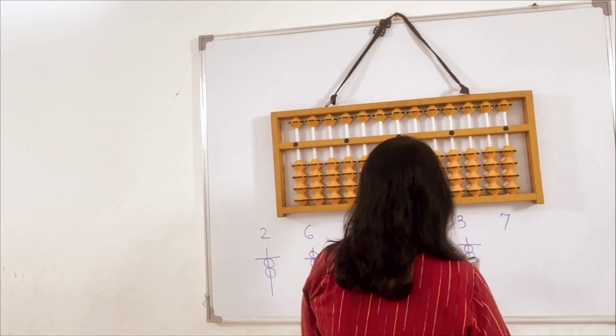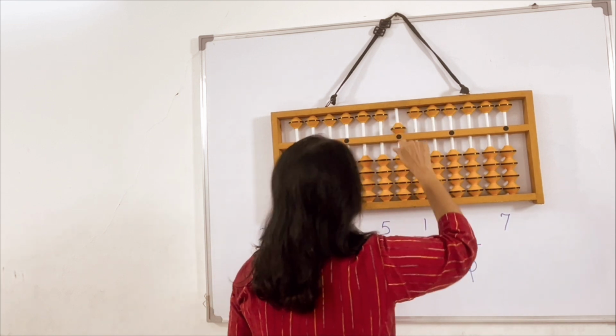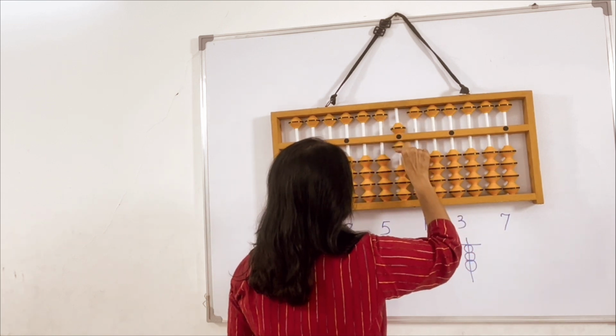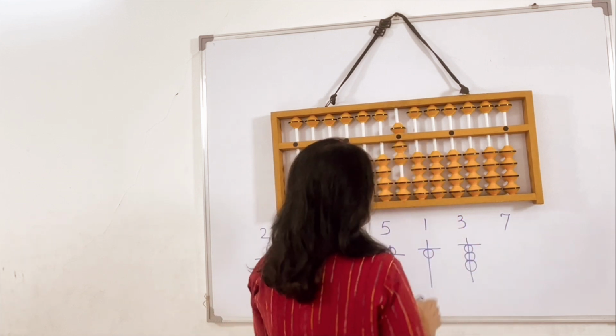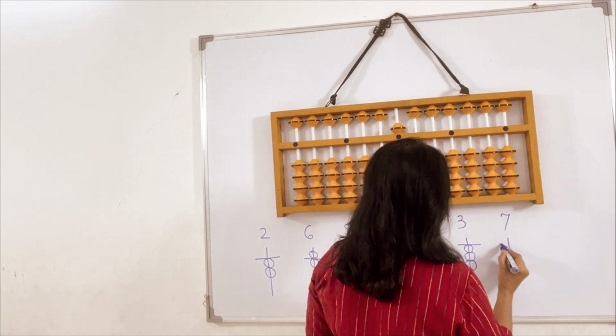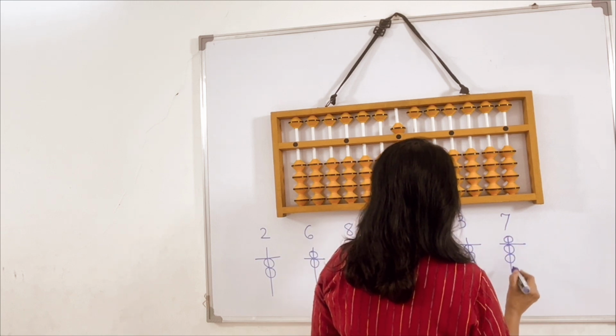7. For 7, we have to draw one upper bead, and this is 5, 6 and 7. So we have to draw one upper bead and two lower beads. 5, 6 and 7.